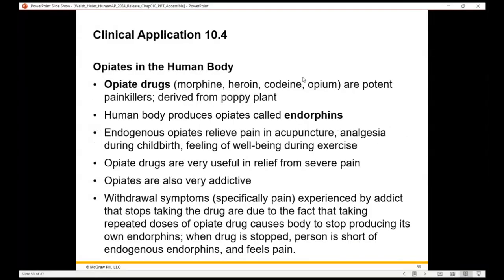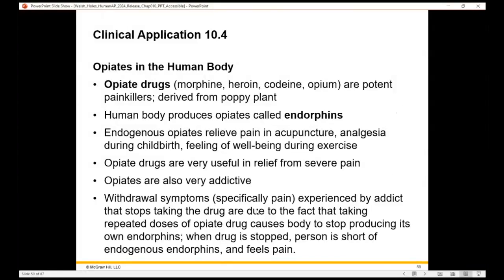Okay, clinical application: opiates. Opiate drugs include morphine, heroin, codeine, and opium. They're potent painkillers, and they're derived from the poppy plant. The human body produces opiates called endorphins. Endogenous opiates relieve pain in acupuncture, analgesia during childbirth, and feelings of well-being during exercise. Opiate drugs are very useful in relief from severe pain. Opiates are also very addictive.